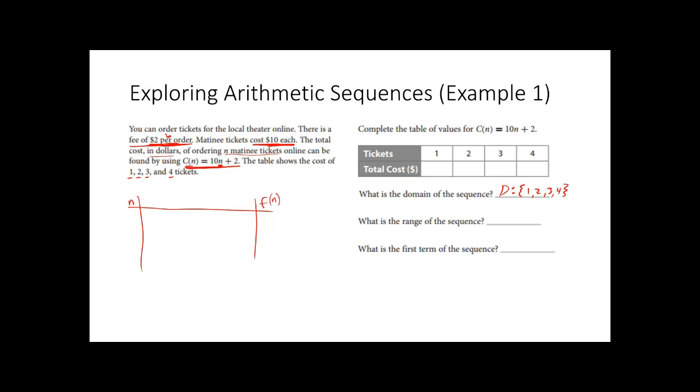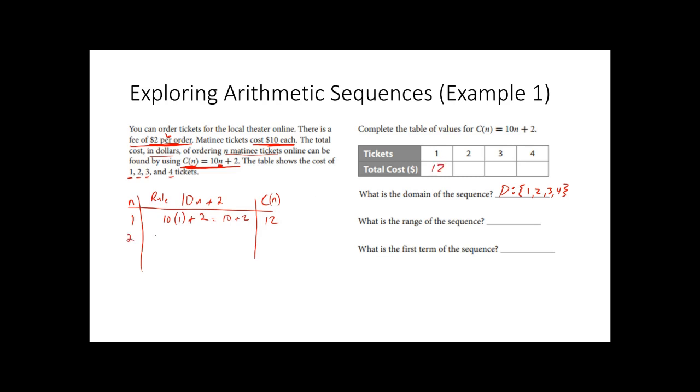And I'm sorry, we're actually using C of n, right? Cost of number of tickets. So let me correct that real quick because I'm trying to focus on function notation, even though we're talking about sequences. And the rule: our rule here is 10 times n plus 2. Now, if you're buying one ticket, you're going to have 10 times n, which is going to be 1, plus 2. 10 times 1 is 10, and 10 plus 2 is 12. So we're going to have 12.